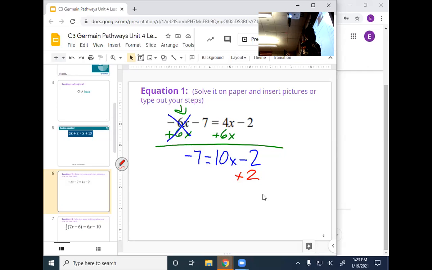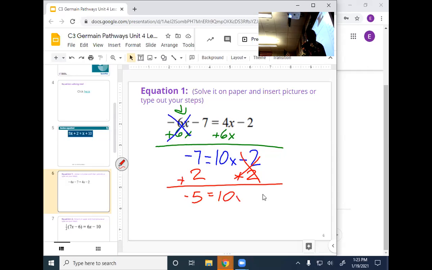Yes, nice job, Jaden Ramos. You have to add 2 to maintain our equity. Very good. So -7 plus 2 gets me how much? Olivia, -5 is equal to what? What's left there? Annie? Very good. Yes, Annie. Yes, Jaden Ramos.